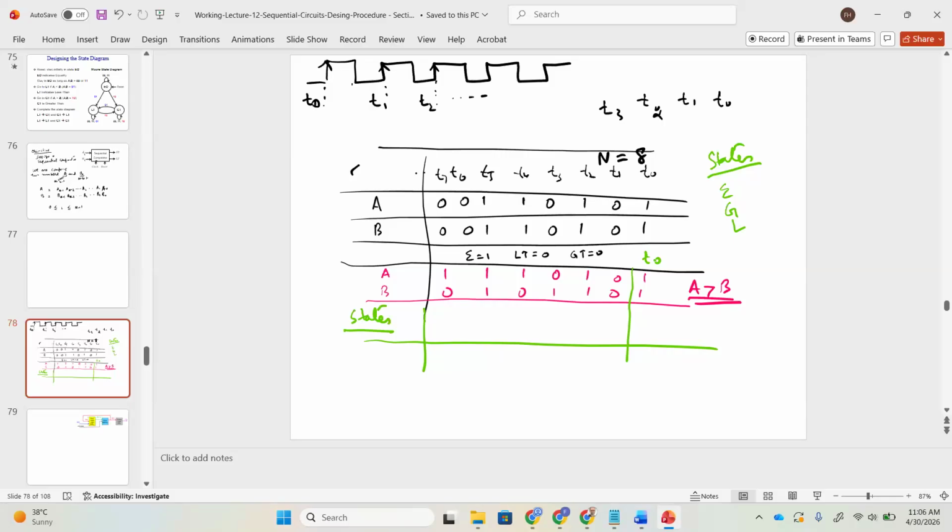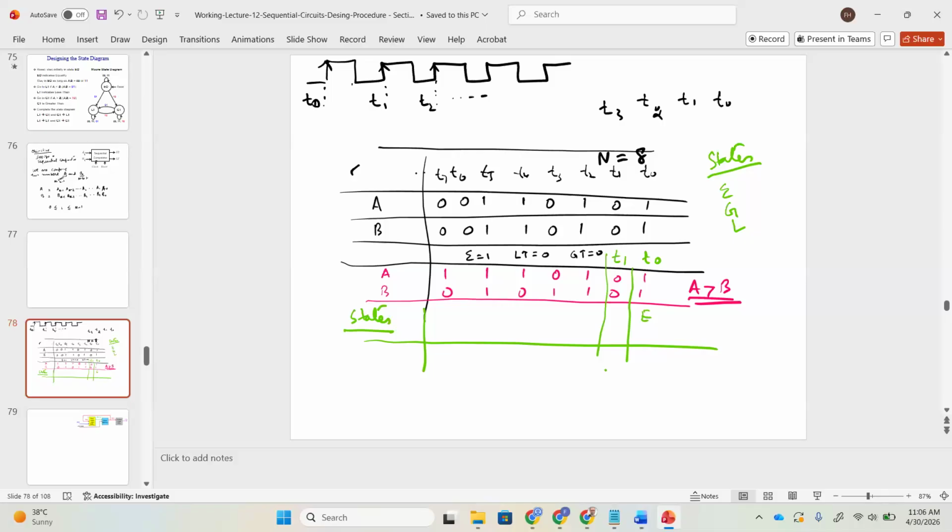Equal. Who said zero? No, it should not be zero. At this point, at t0, AI is one and BI is one, so they are equal. Is this clear or not clear? Then I move to time t1. If I move to time t1, AI is zero and BI is zero. So are they equal or not? Yes or no? Yes.